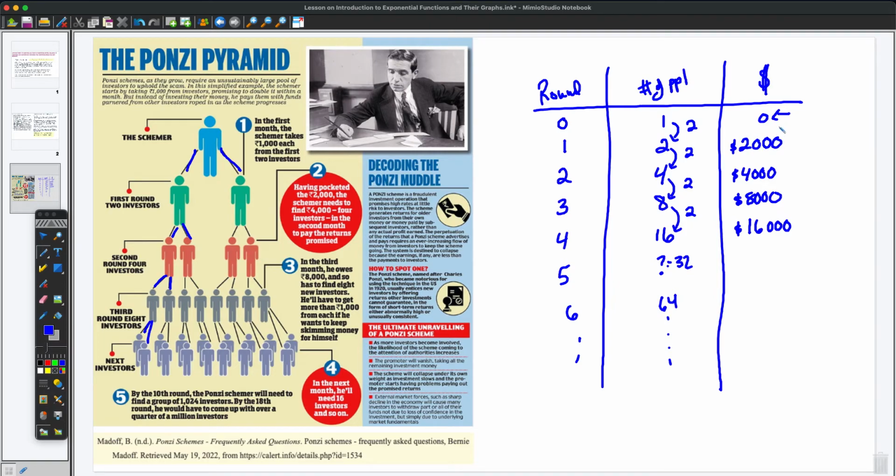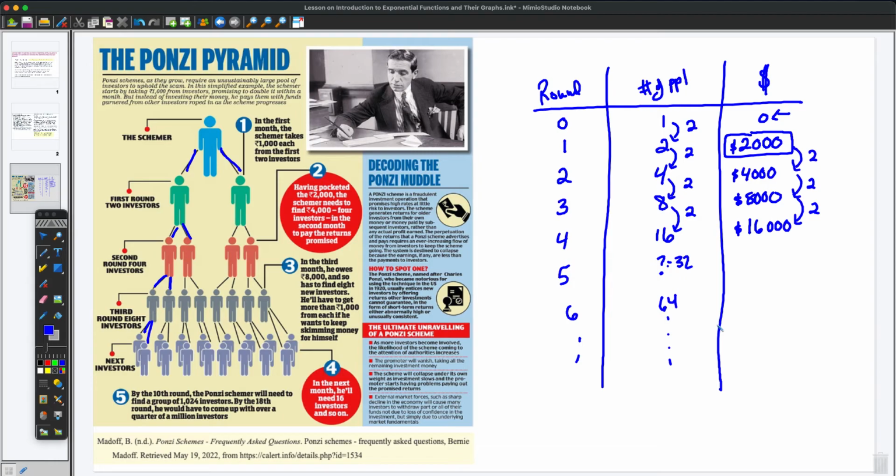Because obviously 2 times 0 is not 0. So what we do have to look at is if we considered, say, the initial investment of 2,000, what's happening every subsequent round is that it's actually doubling as well. Okay? So this is kind of the telltale sign of an exponential function.